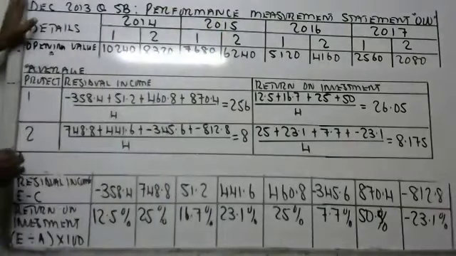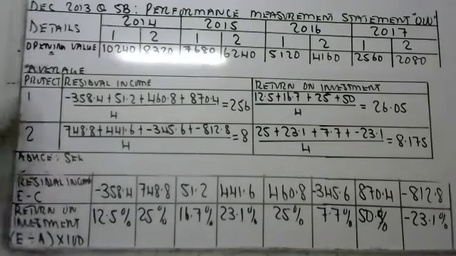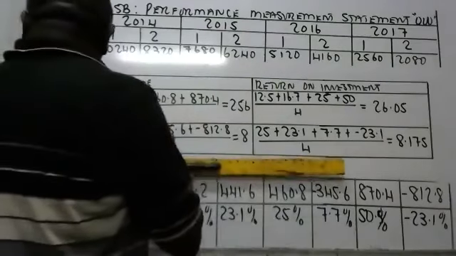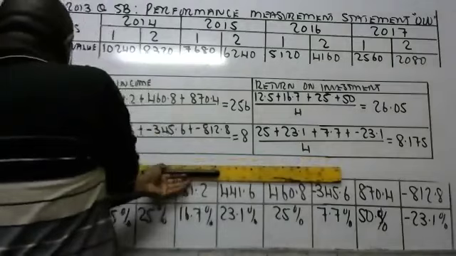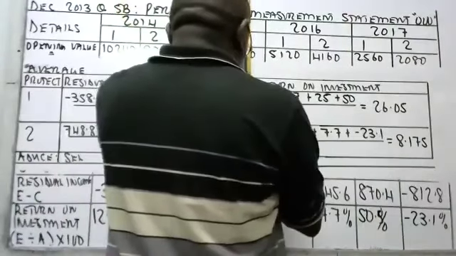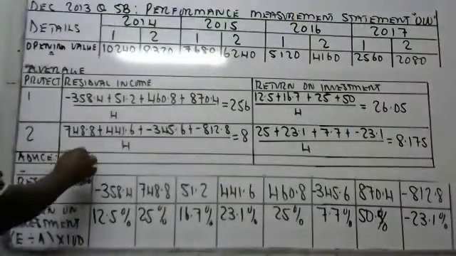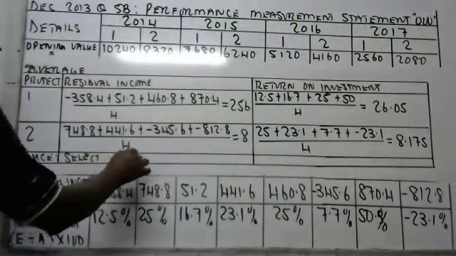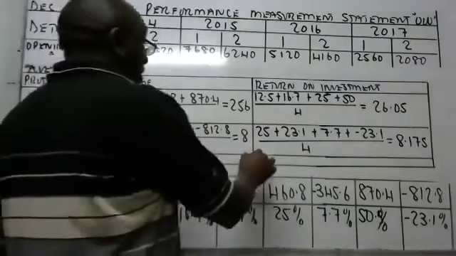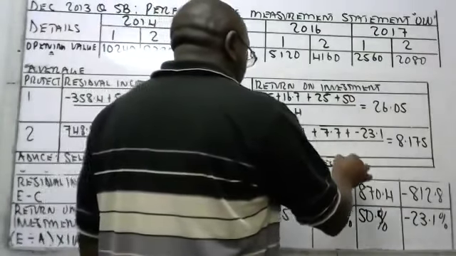So the advice is we should select, if you're able to do it in a tabular way, you can still extend here. So we will select project 1 when you are using residual income. You got the highest. Similarly, even here, we shall select project 1.